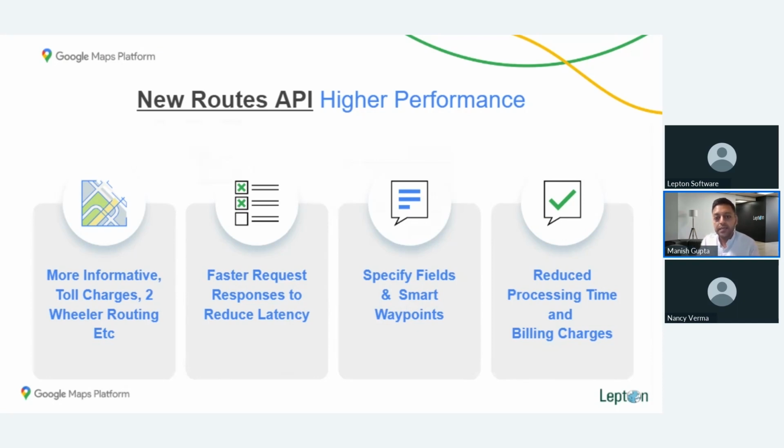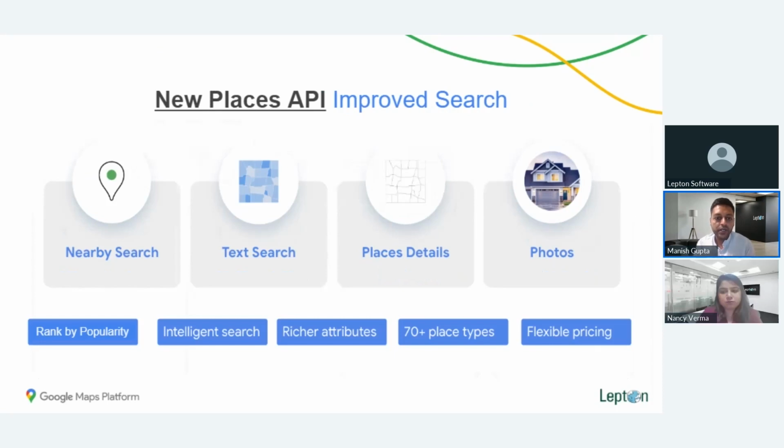Then a new Places API has been launched as well. What is different between the existing and the new one? It has flexible pricing. More categories have been added. It has richer attributes, so it also tells you if a place is accessible or not. And it has intelligent search. That means if you are based out of Delhi and looking for a place around you, it will prompt the most relevant places around you instead of places from some other city or country.